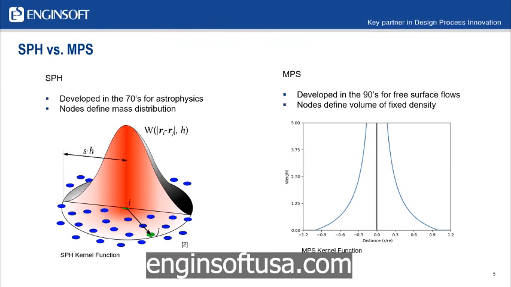So this is typically where people ask me how this differs from SPH or why it is different than SPH. And to answer that question, I'd like to give a little bit of the history. So SPH, or smooth particle hydrodynamics, it's a mouthful. It was originally developed in the 70s for astrophysics. So the problems that they were trying to look at were like star formation.